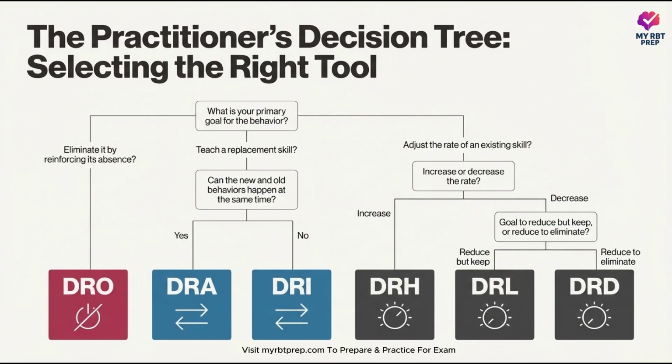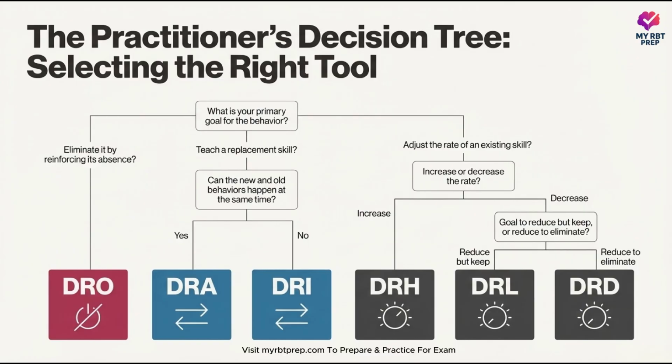Finally, look to the right. This section is for when the behavior itself isn't wrong, but the volume is too loud or too quiet. It's about rate control. If you need to speed things up, that's DRH. But if you need to slow things down, look closely at the distinction between DRL and DRD. Use DRL when the behavior is good in moderation, but use DRD when you want to slowly dial it down until it disappears completely. Memorize this flow.